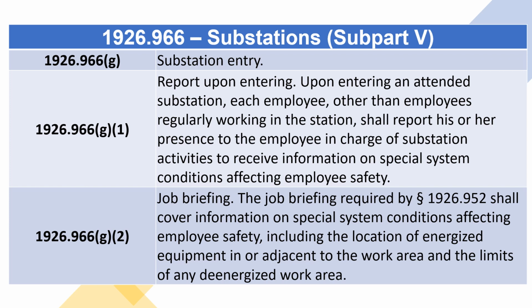1926.966(g)(2) Job briefing. The job briefing required by Section 1926.952 shall cover information on special system conditions affecting employee safety, including the location of energized equipment in or adjacent to the work area and the limits of any de-energized work area.